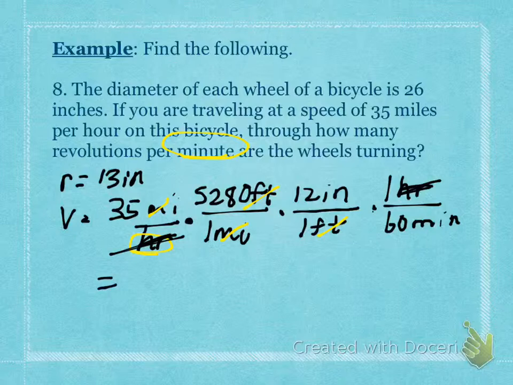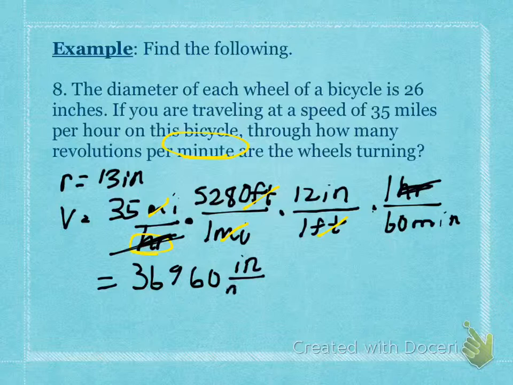And what do we get for our velocity? Did we get anything else? Okay, check your calculation one more time. I also have 36,960, which is a lot bigger than the number 35, but it's now in inches per minute.